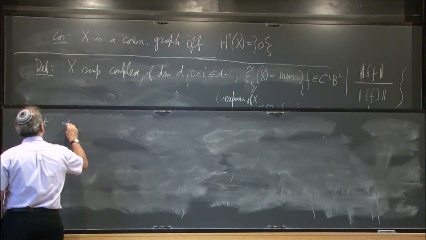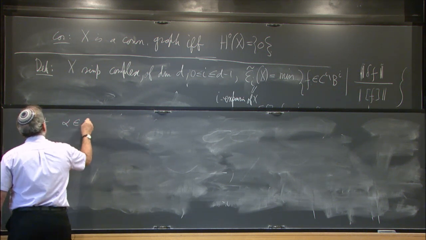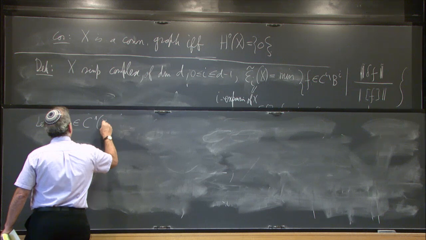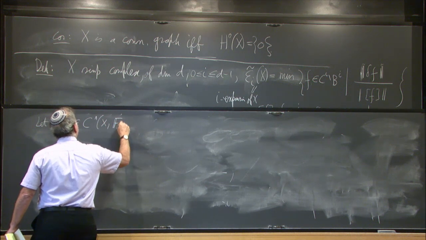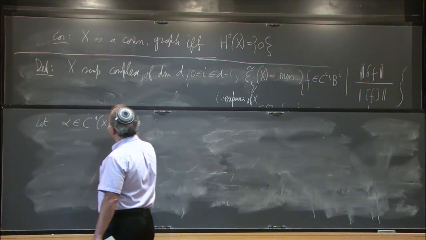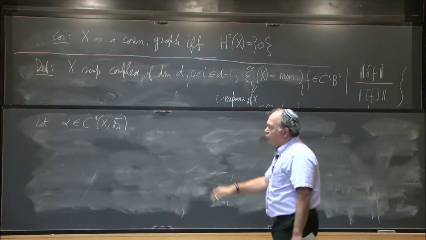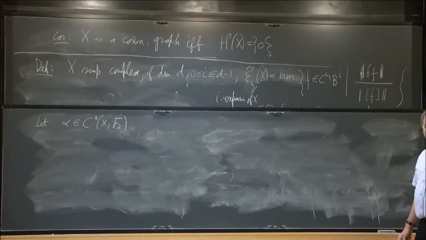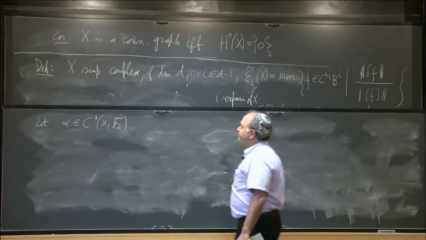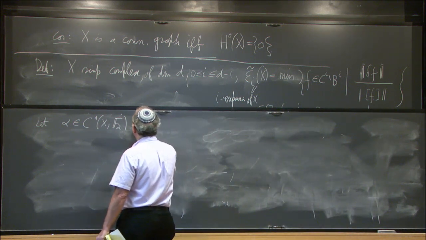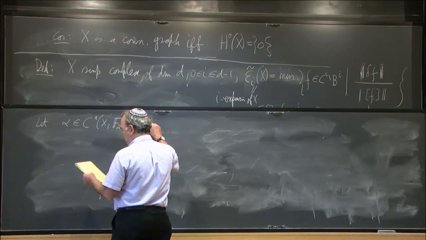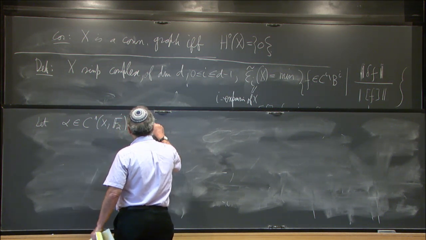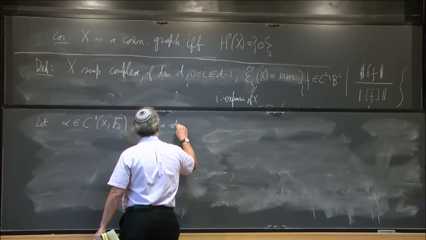So let's take, I will call it alpha. You can call it f if you want, but be in C1 of X F2. So this is, if you want, a function on the edges of the two-dimensional complete simplicial complex. Let alpha be in C1. So alpha is really a set of edges.